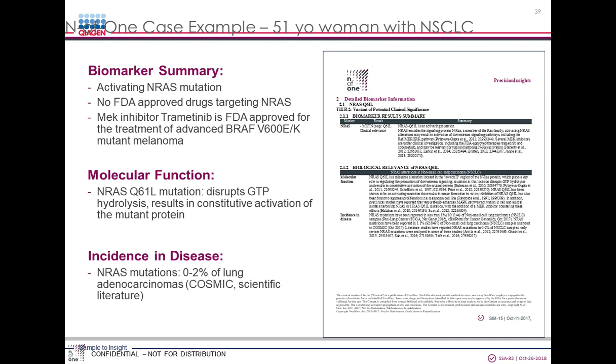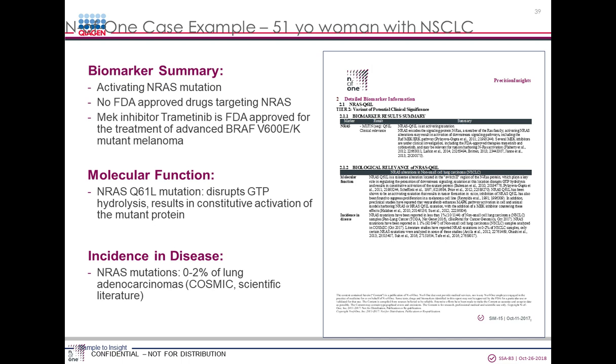So the biological relevance is divided into molecular function and incidence. The molecular function describes what does this variant do, what is the evidence. It provides references for all of that. Q61L in NRAS disrupts GTP hydrolysis and results in constitutive activation of the mutant protein, and that's all supported by references as well.